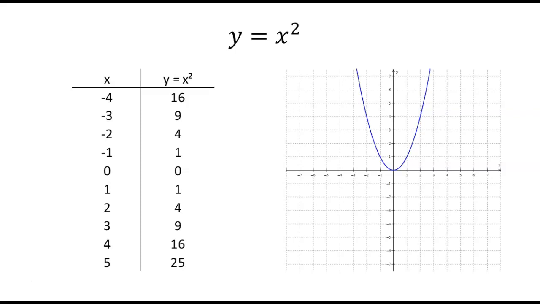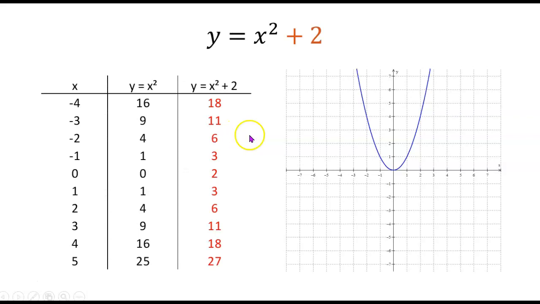So, for example, suppose we start with our friend the squaring function. Takes whatever number you give it, gives you that number squared. The graph looks like this, of course. Here are some of the points on the graph. Now, what do you think would happen to this graph if instead of just y equaling x squared, we had y equal to x squared plus 2?